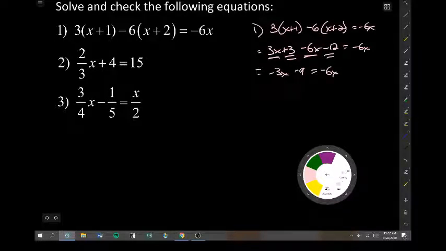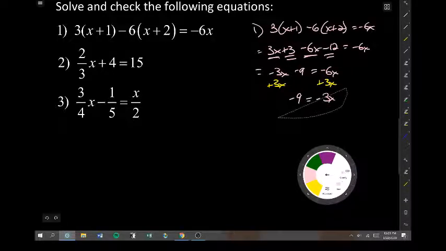Now I'm done simplifying. I want to get my x's together on the same side. Since there's only one term on the right, I'm going to move this over. It doesn't really matter what you move, but oftentimes students get confused when there's no term there.